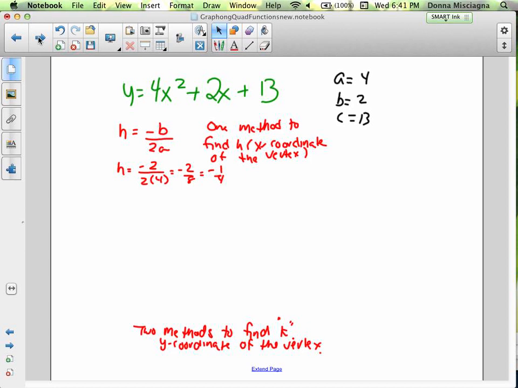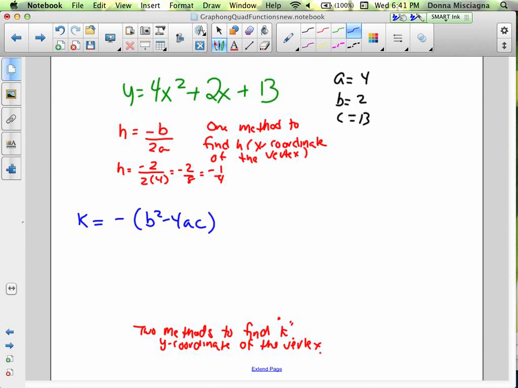Now maybe you don't want to plug back in negative 1/4 and have to add fractions and get common denominators and all of that. You won't have to worry about that. So this is one where I'd really rather use the k equation. I call it the k equation, even though both methods give me k, but here I'm using a special equation to find it as opposed to the equation of our function. So here we have k is equal to negative, and then b squared minus 4ac, so it's just like the quadratic formula on the inside, and then divided by 4a.